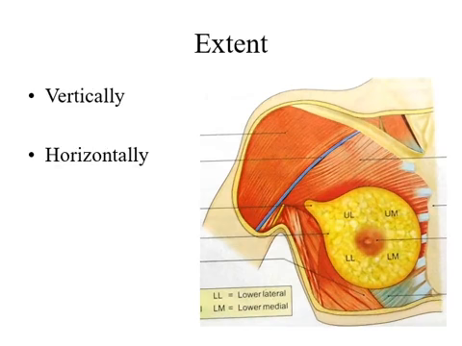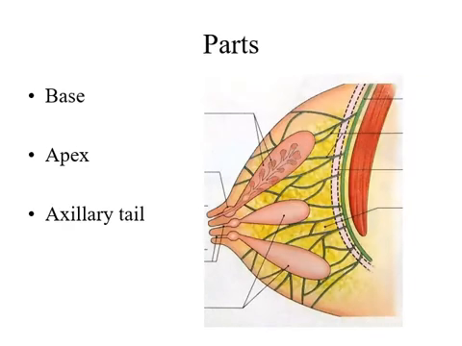Now the mammary gland extends vertically from the second to the sixth ribs, and horizontally it extends from the lateral border of the sternum. This is the sternum. So it extends from the lateral border of the sternum to the mid-axillary line. Now what are the parts of the mammary gland?